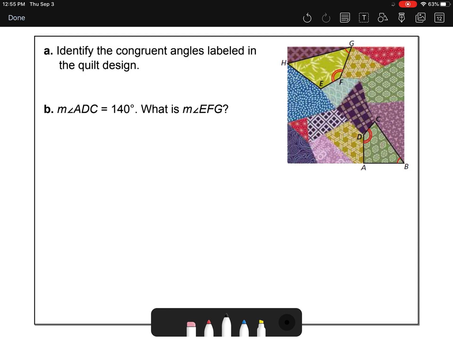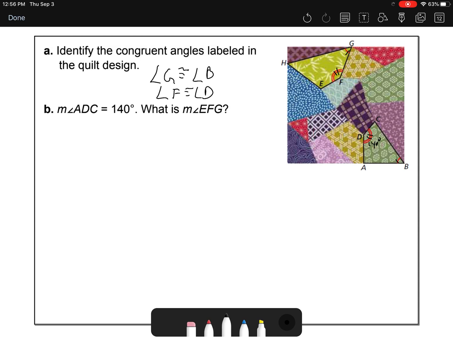Now, we have a quilt with a bunch of little shapes here. Identify the congruent angles labeled in the quilt design. Well, look at the arcs. With lines, we use tick marks, and I'll admit it, I usually put tick marks and double tick marks for angles as well. So it's totally up to you. Your book does not. It uses arcs. So in this case, angle G would be congruent to angle B, and angle F would be congruent to angle D.